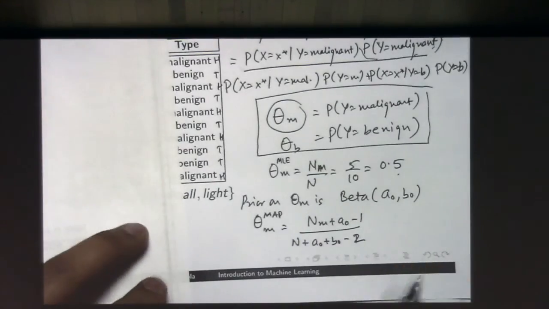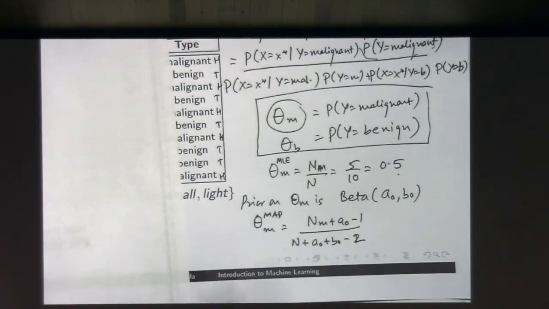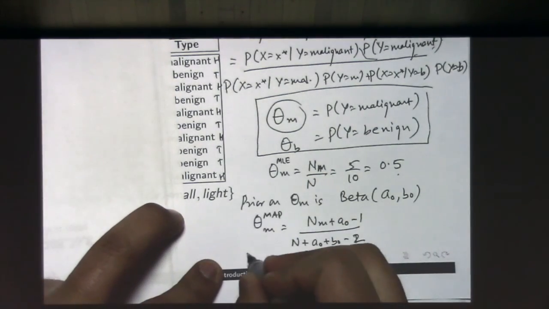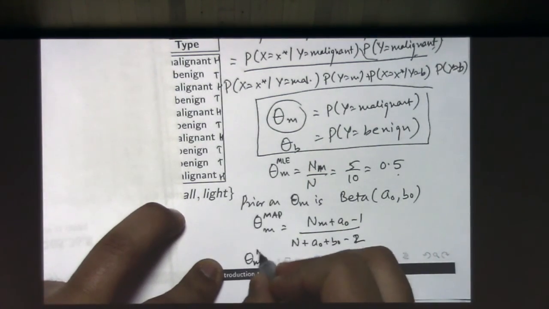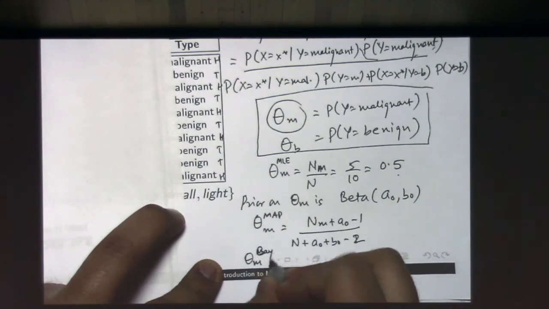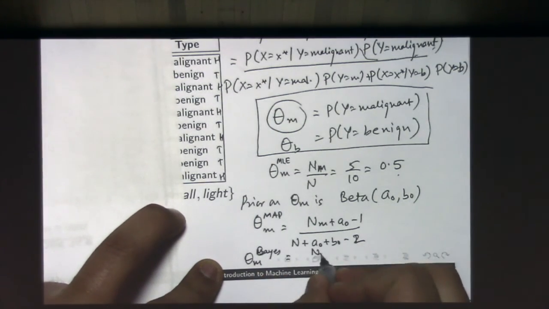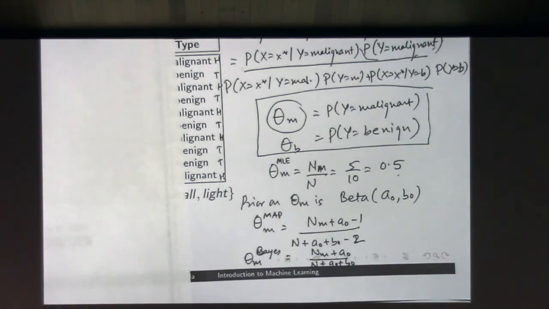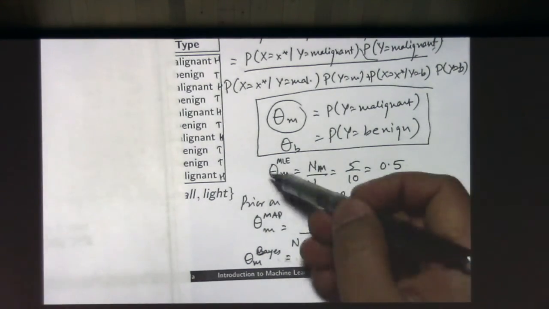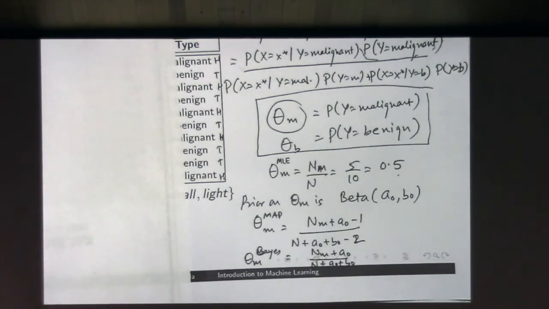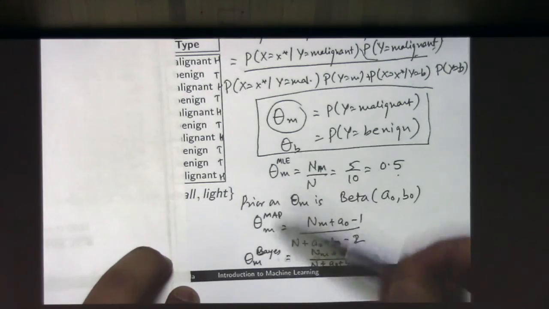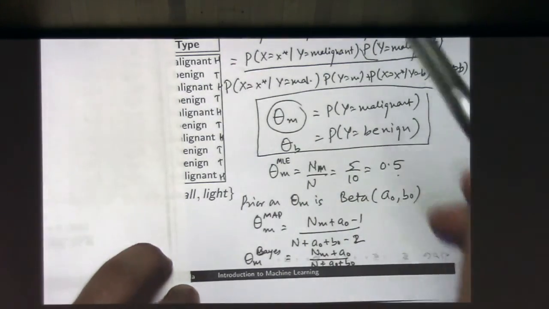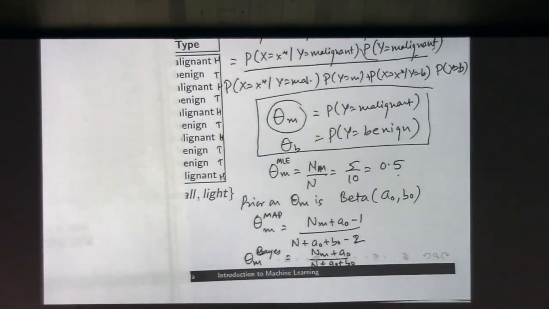Someone could say, instead of doing this, could you do the Bayesian averaging, right? So we can do that as well. In that case, the Bayesian averaging would just be nm plus a0 over n plus a0 plus b0. All right. So these are the different estimates that you can get for theta. Okay. So that's fine. Now the next question becomes, how do you compute this, right? And this is where things become more interesting.